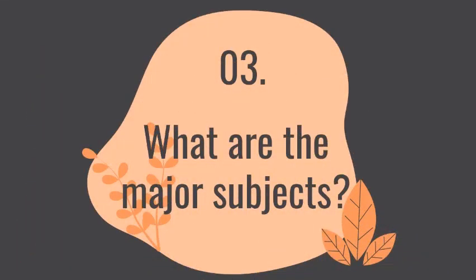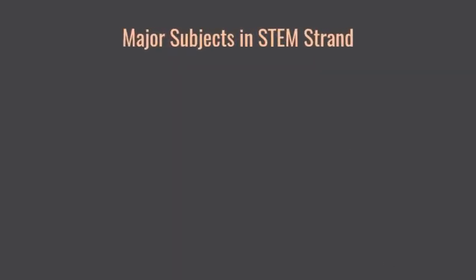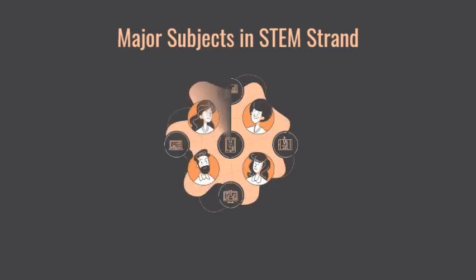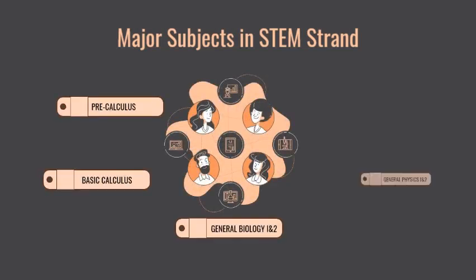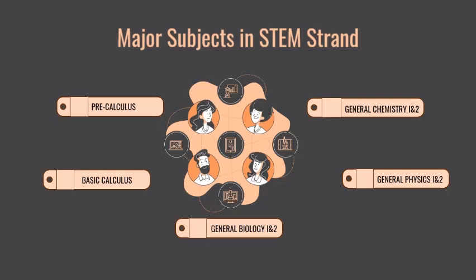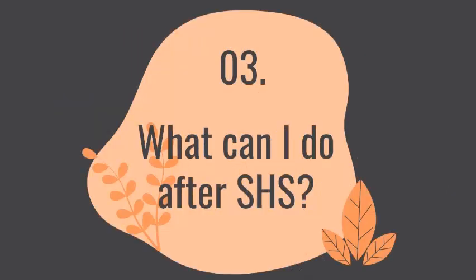Number 3. What are the major subjects in STEM Strand? Pre-calculus, basic calculus, general biology 1 and 2, general physics 1 and 2, general chemistry 1 and 2. Number 3. What can I do after senior high school?